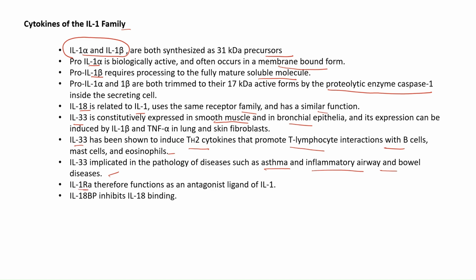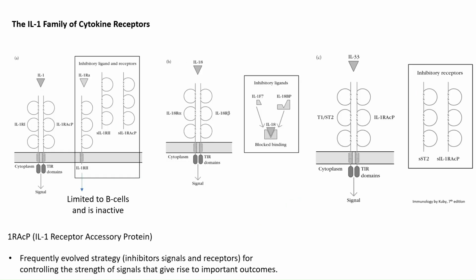IL-1RA is the antagonistic ligand of interleukin 1. That means the function of interleukin 1 is reversed due to IL-1RA. It is responsible for reversing the effect of interleukin 1. It stops the effect of interleukin 1.